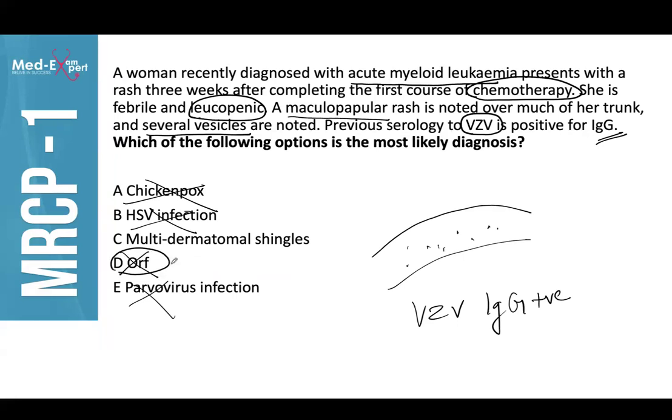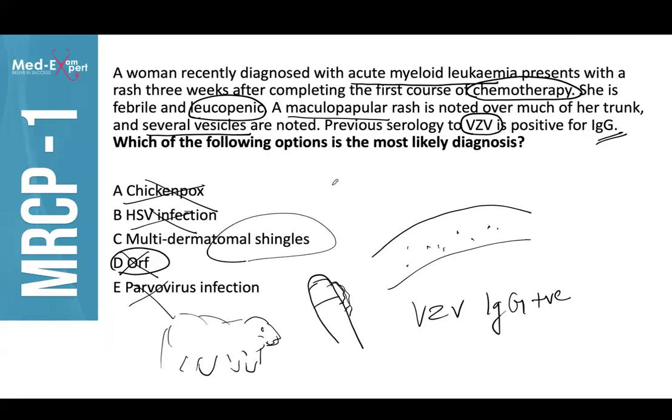What is ORF? ORF will tell you how the history will come. Assume this is a cow. Some cow farmer will keep milking the cow or playing with the cow or feeding the cow. Then all of a sudden one day on his finger, he will develop a nodular lesion. It will keep growing slowly. This is an ORF. What you are seeing is multi-dermatomal shingles. This is called shingles. And the treatment is you have to give IV antivirals.